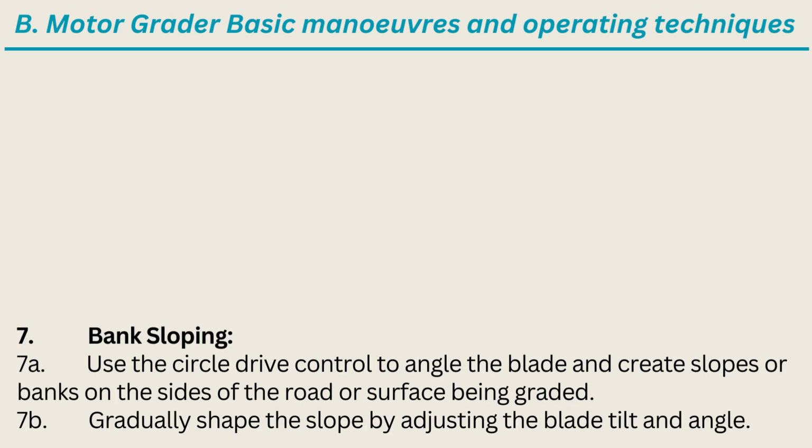7. Bank sloping. 7A. Use the circle drive control to angle the blade and create slopes or banks on the sides of the road or surface being graded. 7B. Gradually shape the slope by adjusting the blade tilt and angle.